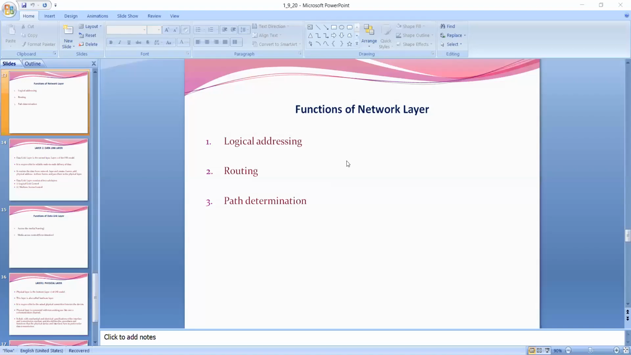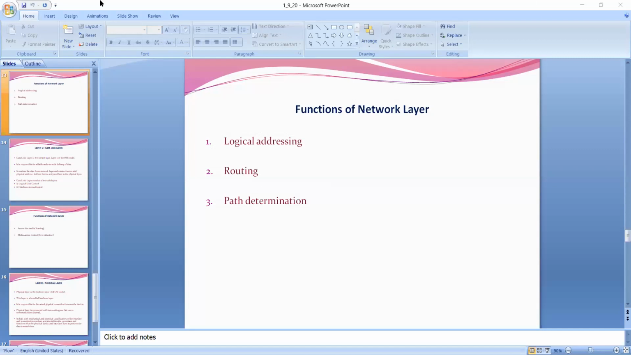So this is about logical addressing, the first function of the network layer. Then the second function of the network layer is routing. So what is meant by routing? Routing is a method of moving data packets from source to destination, and it is based on the logical addressing format.